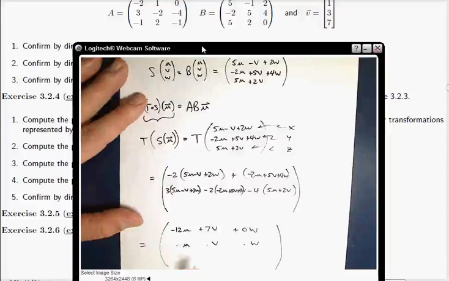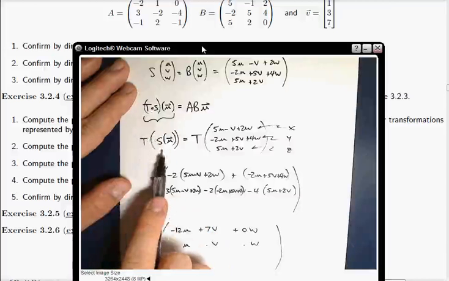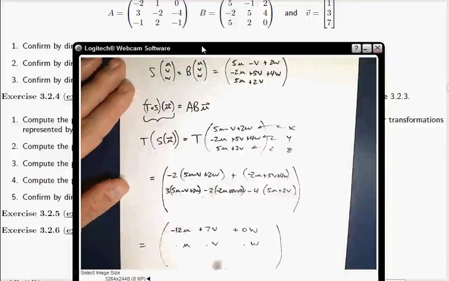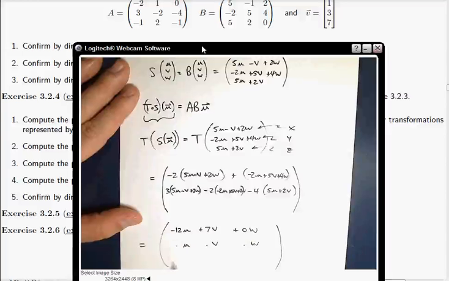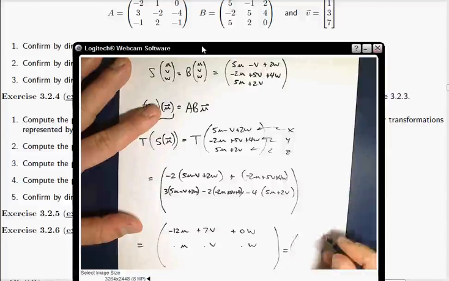But the point is, you brute force compute the composition. Just plug in, literally, and notice what you're going to get is, in fact, a linear transformation that you can shorthand as a matrix. So all together, I can write that as a matrix times UVW.